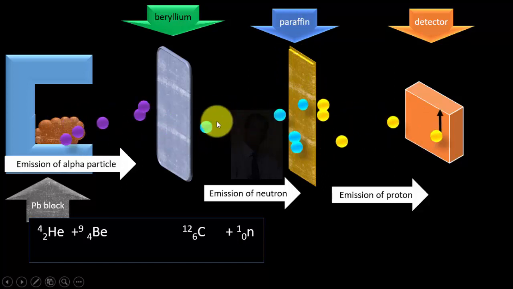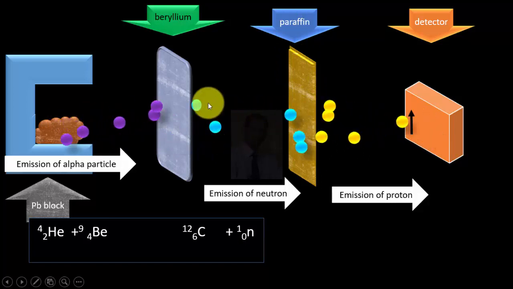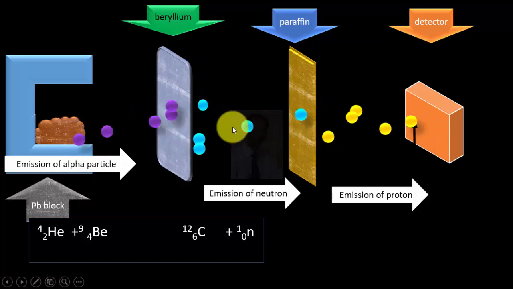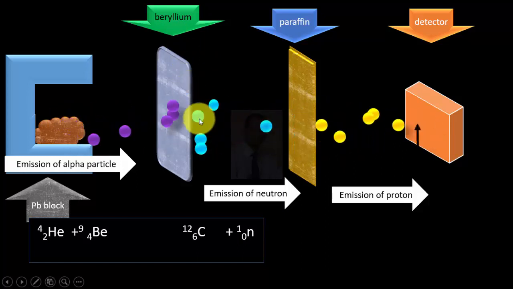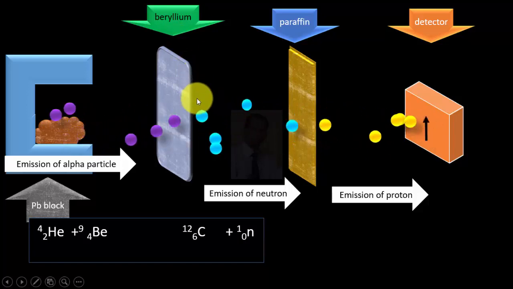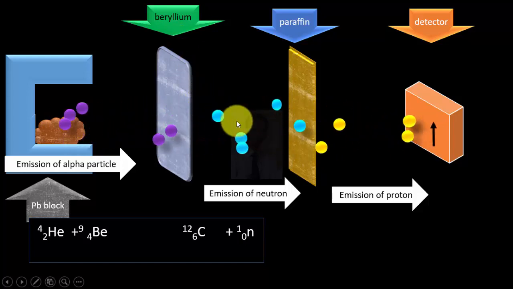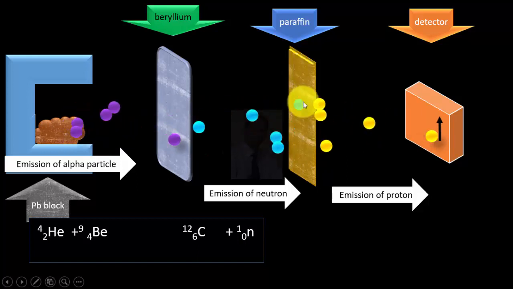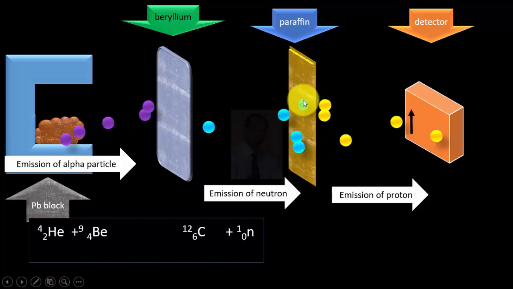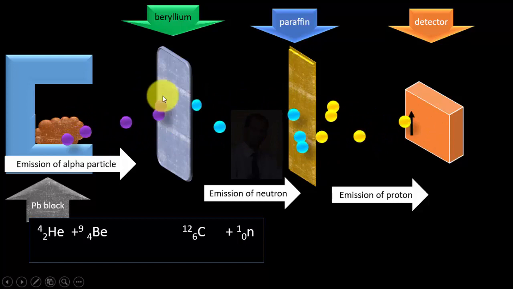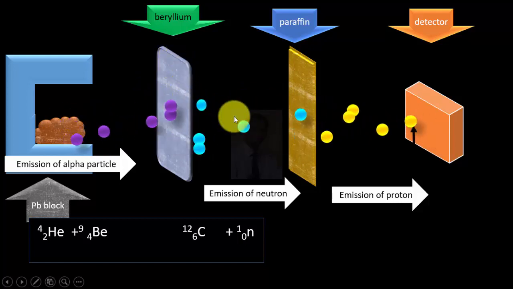These protons were ejected by neutrons coming from the beryllium material, and we already know that if the radiations coming from beryllium were gamma rays, they would not be able to eject protons from the paraffin material. So it was established that the radiations coming from beryllium were neutrons and not gamma rays.